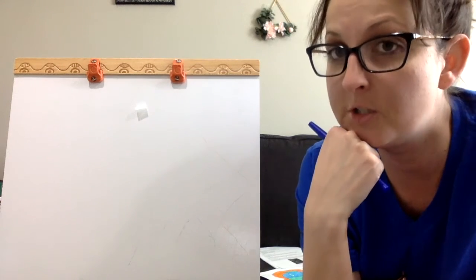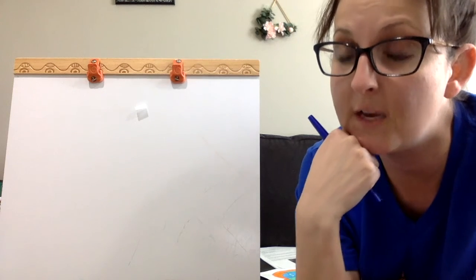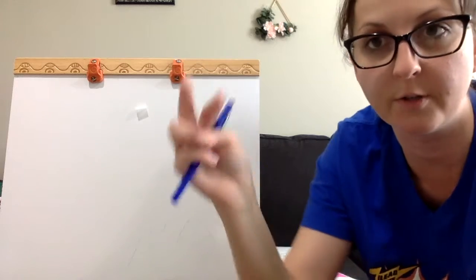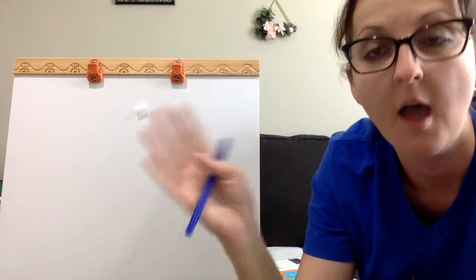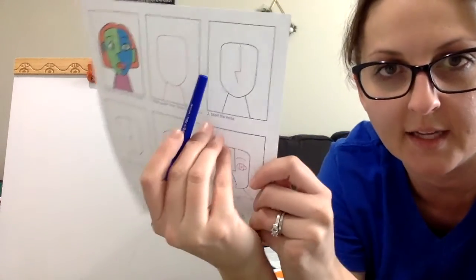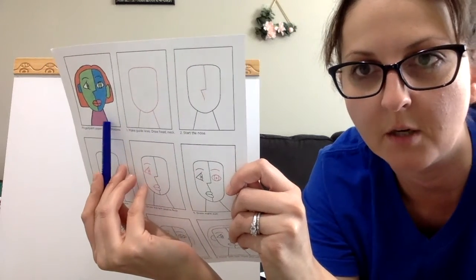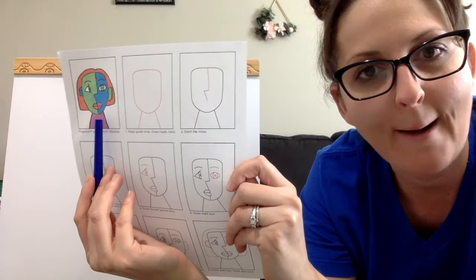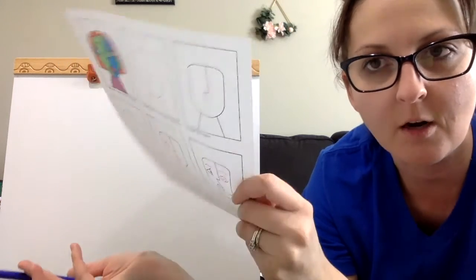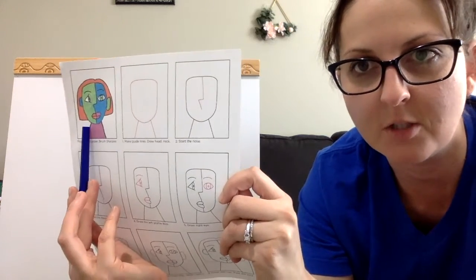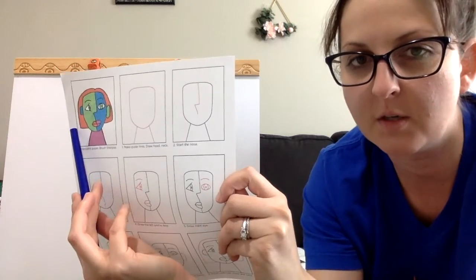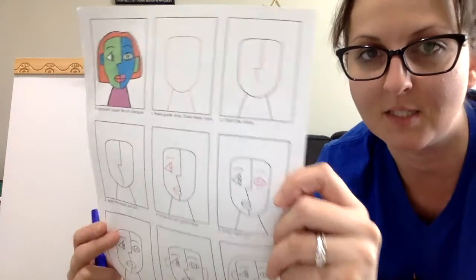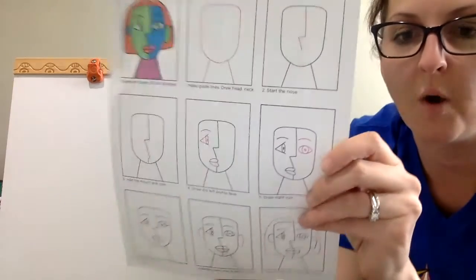If you wanted to do it more cut and paste style, you could get construction paper and do different geometric shapes and have them make a funky face that looks kind of like this, or wherever their imagination takes them. And then of course you don't have to choose the same color scheme that's right here. But this is the step-by-step. This is the basis of the one that we're doing today.